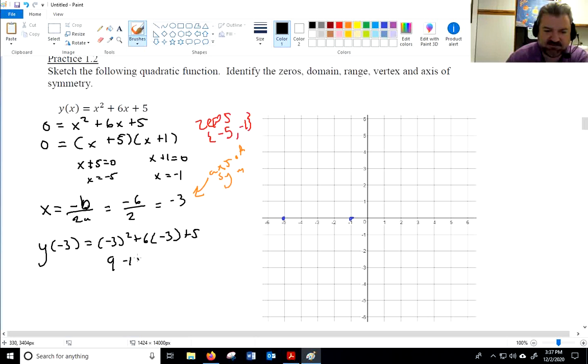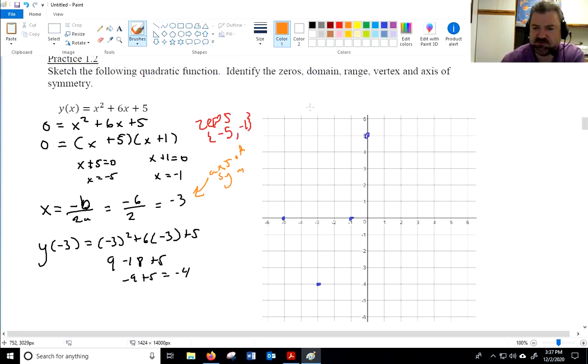This is 9 minus 18 plus 5. That's negative 9 plus 5, which is negative 4. So right there. All right, what else can we say? Well, do you know what it would be if I plug in 0 for x? y of 0 would be 0 squared plus 6 times 0, which is 0, plus 5.